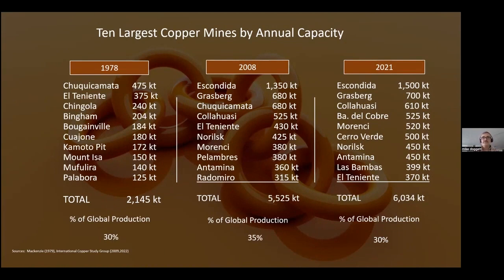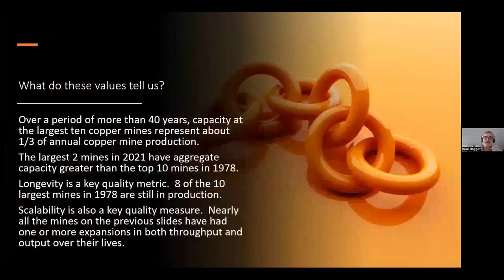In the last year, in 2021, again, you'll see the top 10 mines here. The biggest mines, again, you can see that they've grown. Escondida has gone from 1.3 to 1.5. Grasberg's increased. And overall, the amount of copper produced by those 10 mines has increased again to 6 million tons. And again, that represents about 30% of the overall copper market. So what do these values tell us?